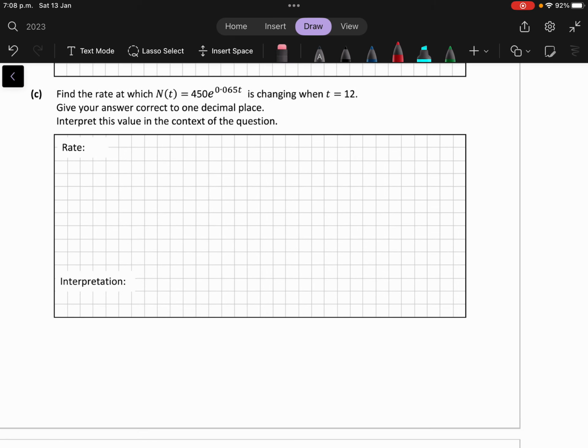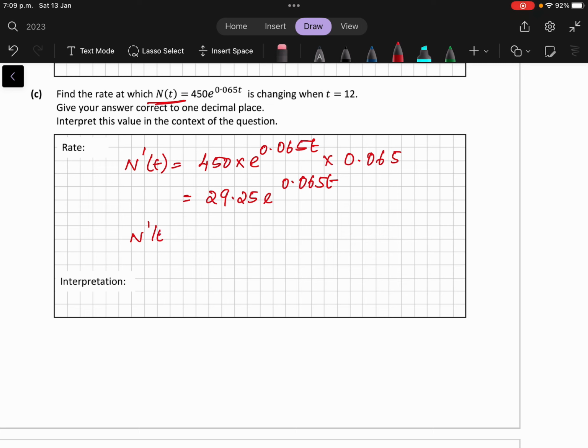Find the rate at which it is changing when t is equal to 12. So in this case, what you should do is find the differentiation of this. So it is 450 times e to the power of 0.065t times 0.065, because whenever you talk about the rate, it is the differentiation, which will be equal to 29.25 e to the power of 0.065 t. And then n dash 12. They're asking for 12, so it is n dash 12. So you just sub in the values, e to the power of 0.065 times 12. That will be equal to 63.8.